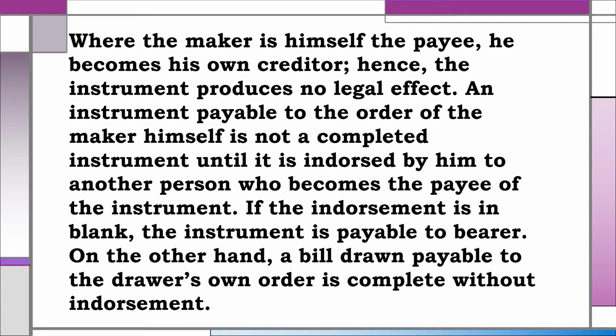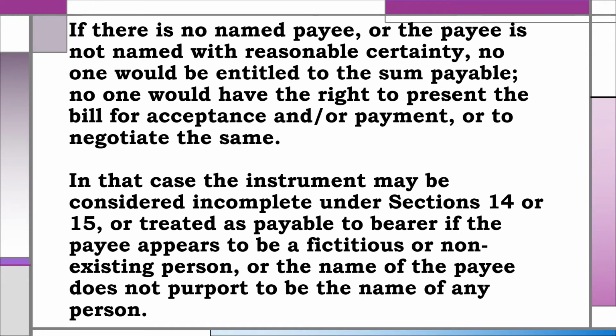On the other hand, a bill drawn payable to the drawer's own order is complete without endorsement. If there is no named payee, or the payee is not named with reasonable certainty, no one would be entitled to the sum payable. No one would have the right to present the bill for acceptance and/or payment, or to negotiate the same. In that case, the instrument may be considered incomplete under Sections 14 or 15, or treated as payable to bearer if the payee appears to be a fictitious or non-existing person, or the name of the payee does not purport to be the name of any person.